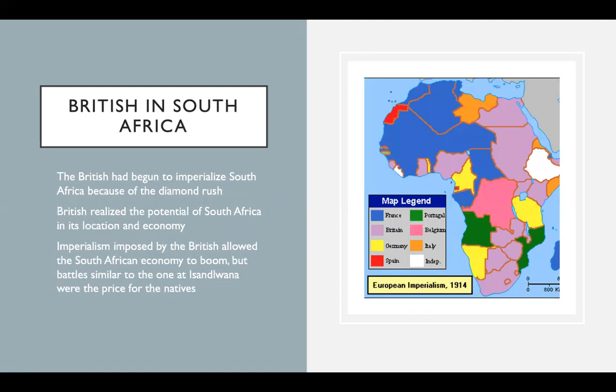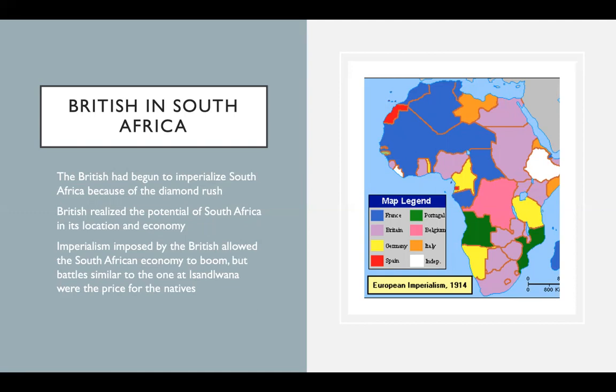One more important thing to understand is why the British were in South Africa at this time. The British had begun to imperialize South Africa because of the diamond rush that they had found when they first arrived. However, the British quickly realized there was much more to South Africa than simply diamonds. They also realized that it was very easy to take over more territory in South Africa, so that's exactly what they did. South Africa was seen as a great location for British ports to increase and control more trade.